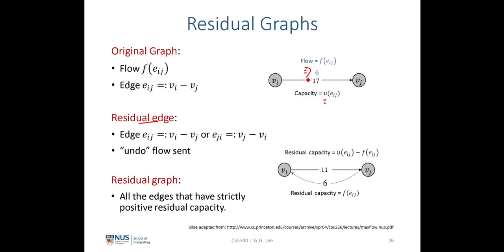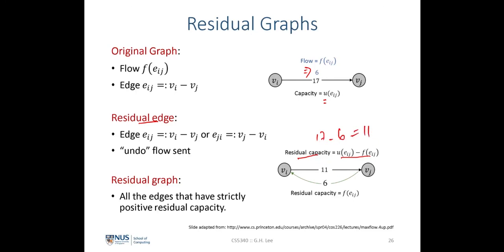In this case, the original graph simply tells us that we are sending a flow of 6 from Vi towards Vj. Now in the residual graph, we are going to undo this particular flow. This means that we are going to send the flow in the opposite direction from Vj towards Vi, and we take the residual capacity as the difference between the original capacity minus the flow that is sent across, and in this case it would be 17 minus 6, which equals 11.